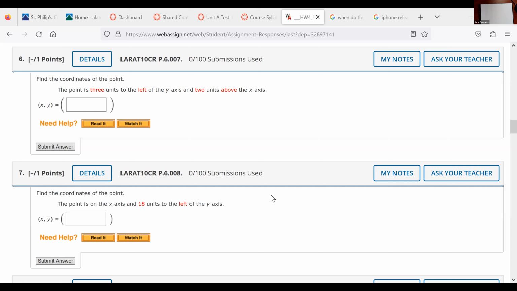3 and up 2. But the x is always first. Y is second. So the point would be, right? What would be the point for number 7?